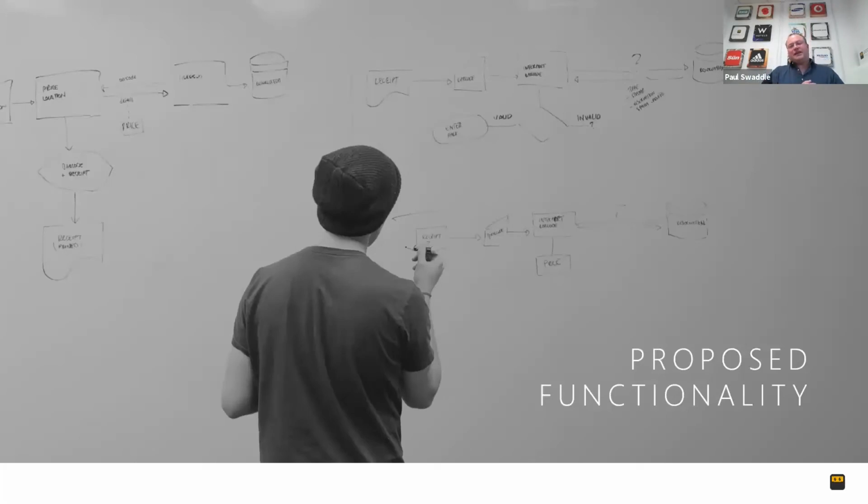So, proposed functionality. What it's really important to do is to think about how you refine what your idea is. What does it do? What does it not do? And I think that is the best way of thinking. Does it do this? Does it not do that?